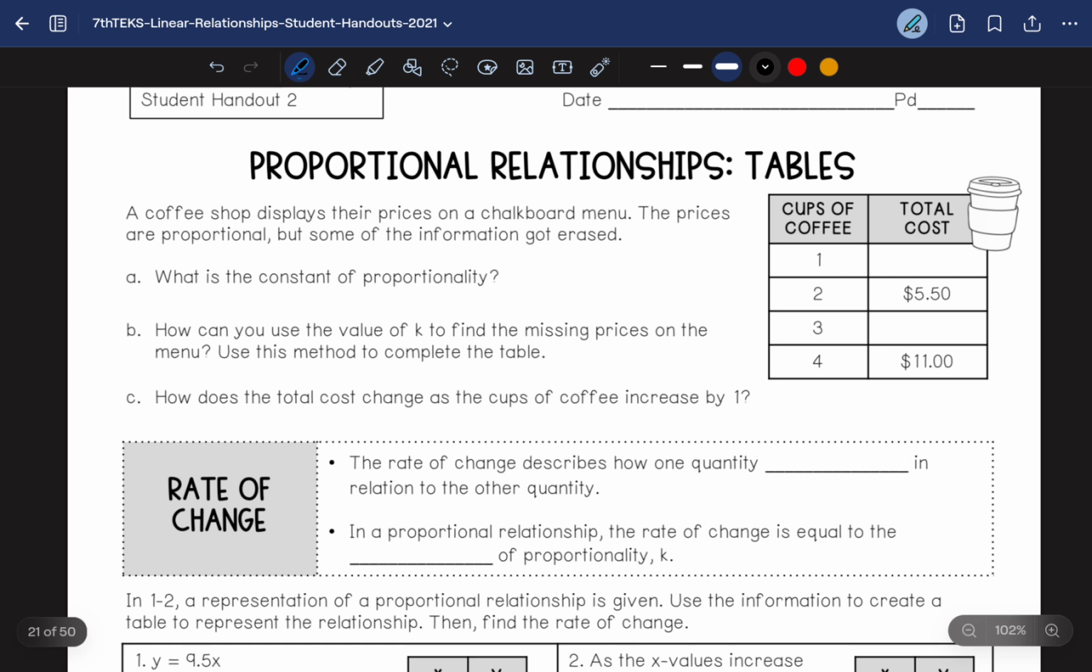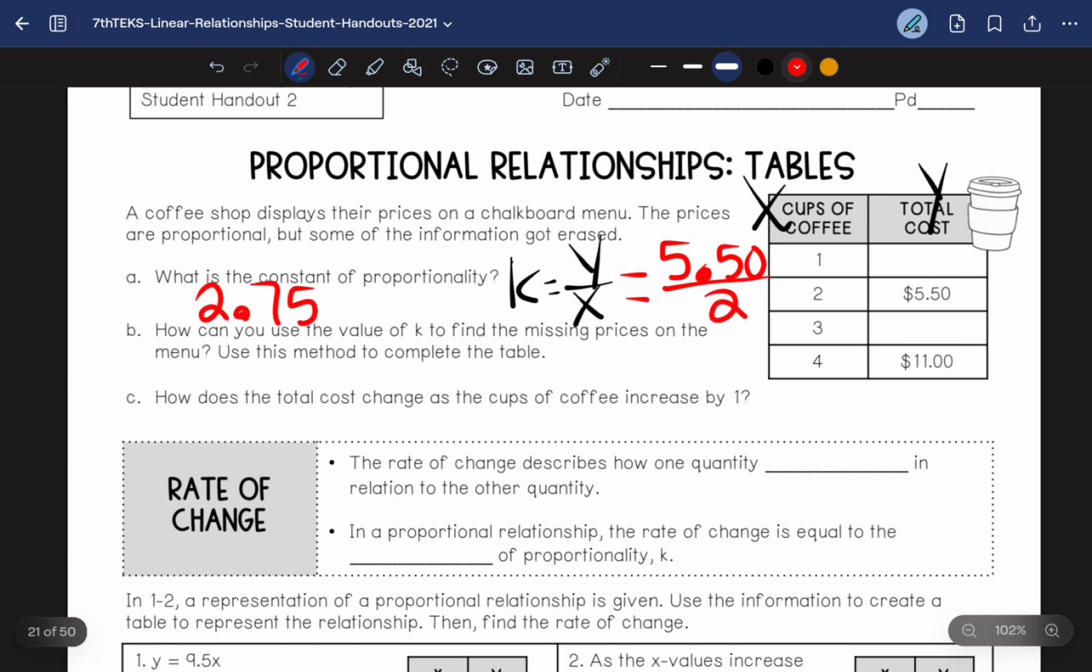Now, the constant of proportionality, as we all know, is K equals Y over X. So we need to take a look at our table. Remember, X values are on the left side and Y values are going to be on the right side. So we have to pick an ordered pair and just simply divide it. I'm going to go for the easiest one here, and I'm going to do 5.50 divided by 2. And if I divide those two, I get 2.75, or 2 and 75 hundredths.